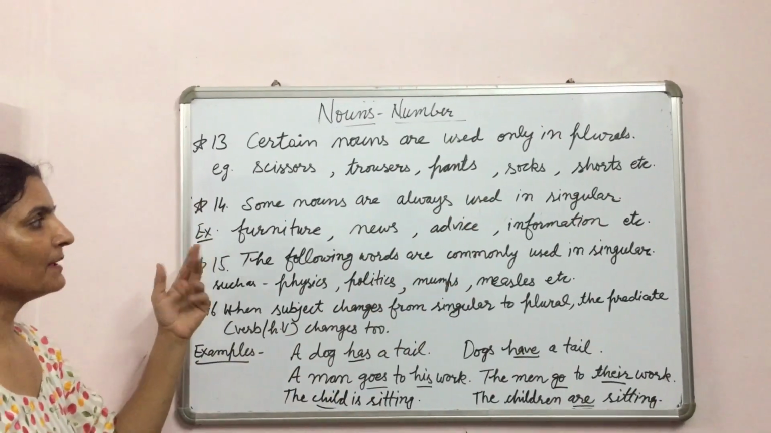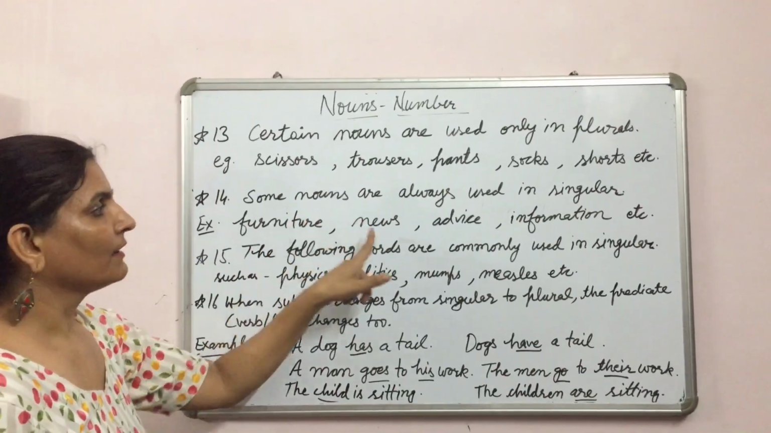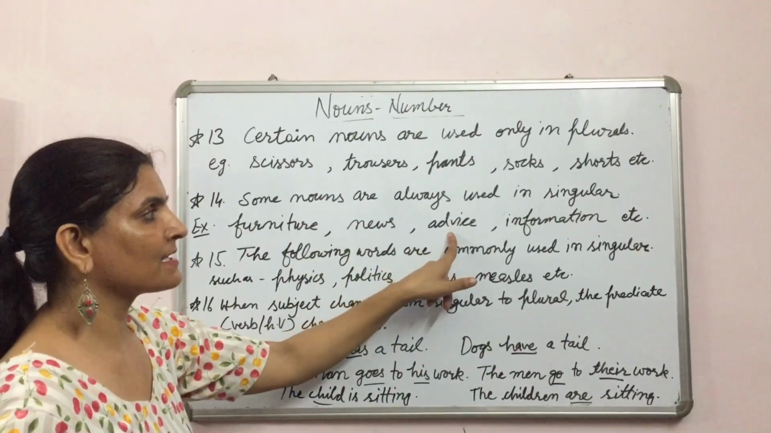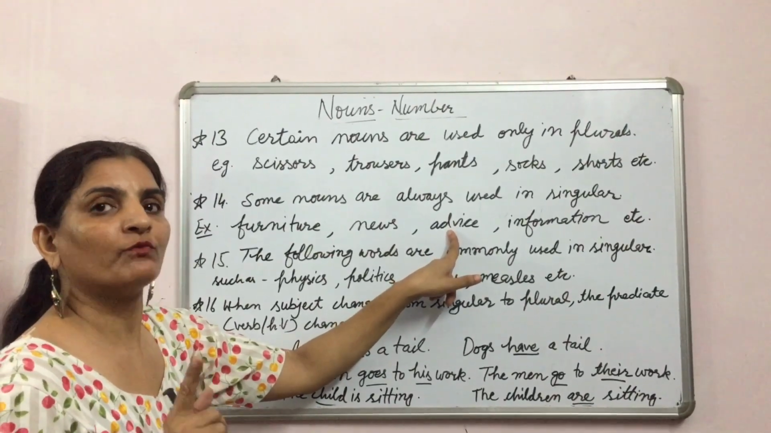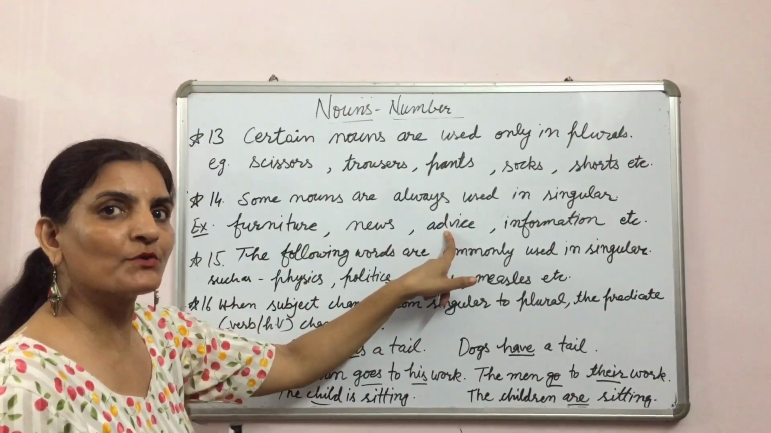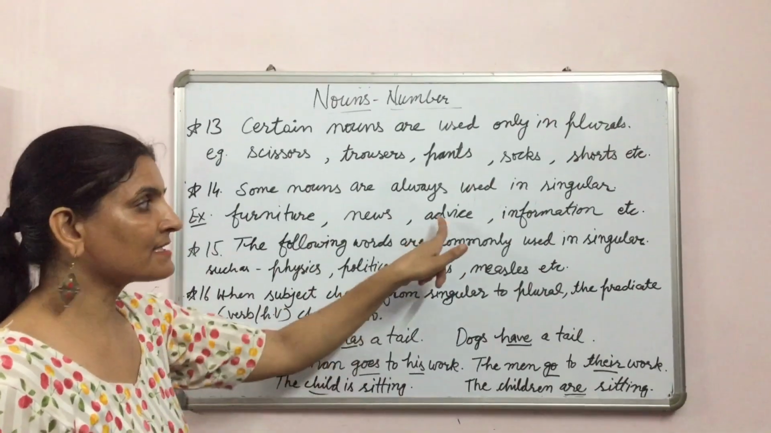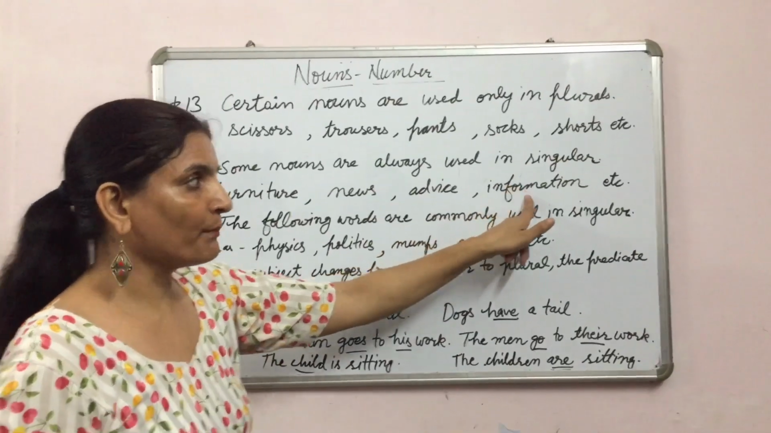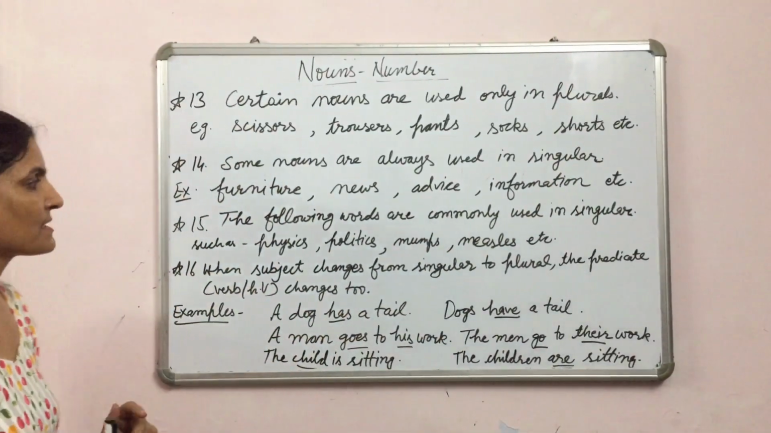Next, some nouns are always used in singular. Let us see the examples. Furniture. It is used in singular. News. Advice. Advice is a noun, but advise is a verb. Some students get confused between advice and advise. This is a noun. Information. These are always used in singular forms.